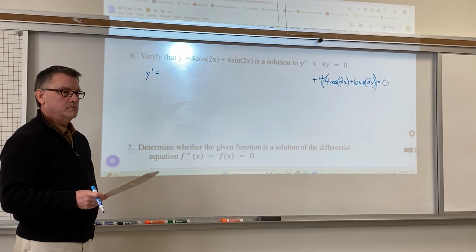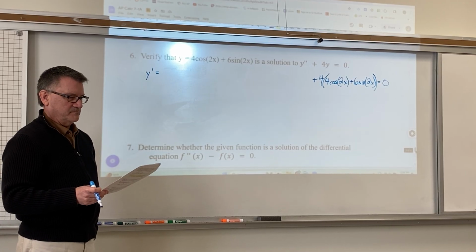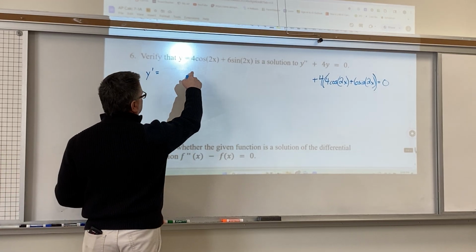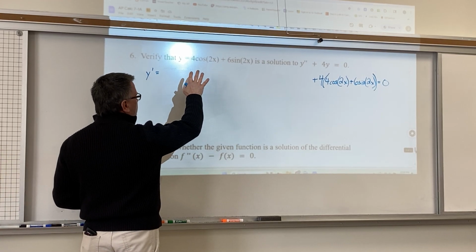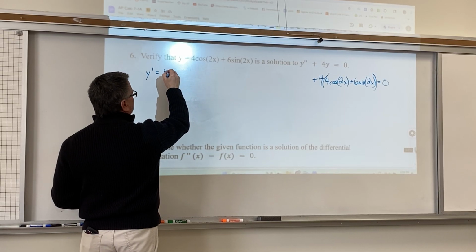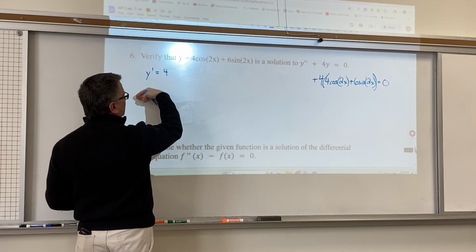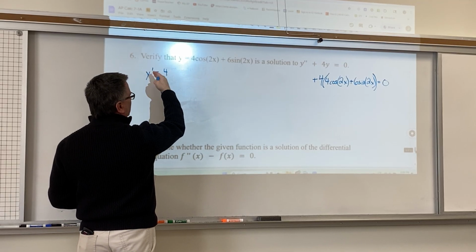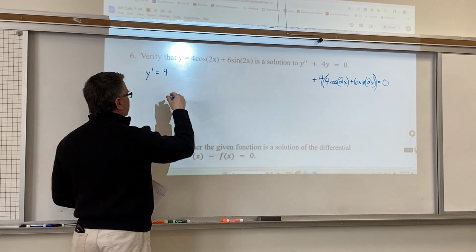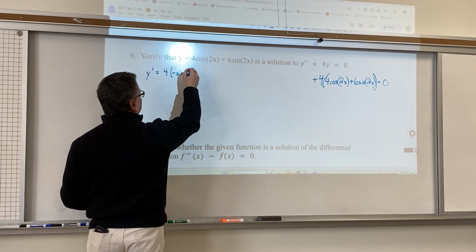Cosine 2x multiplied by negative sine. Close. Say that again. Cosine of 2x. Okay, I got the 4 here, right? And any constant I can just pull out, right? I can pull that out. What is the derivative of cosine? Negative sine of 2x, multiplied by 2. Negative sine of 2x.